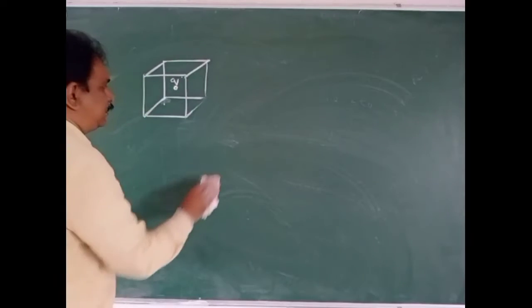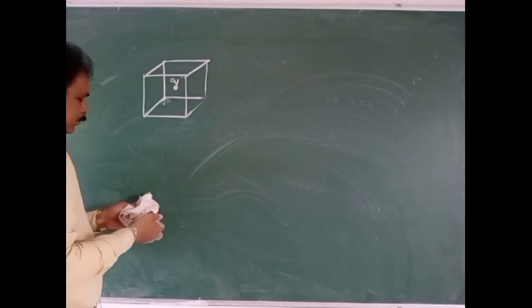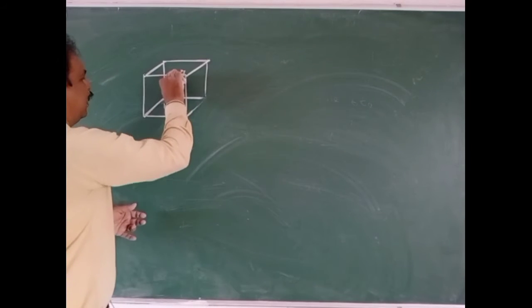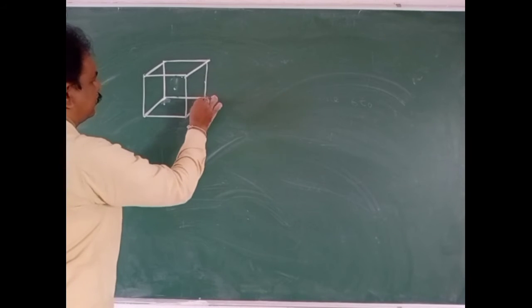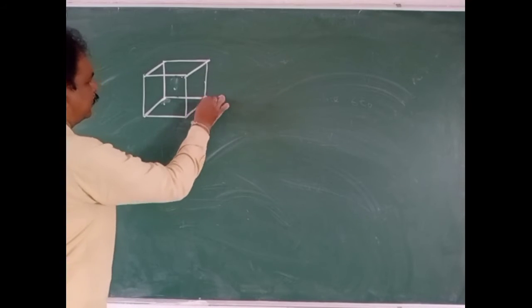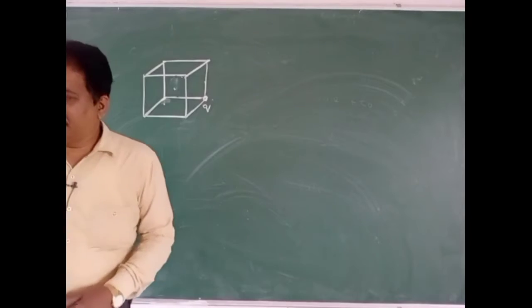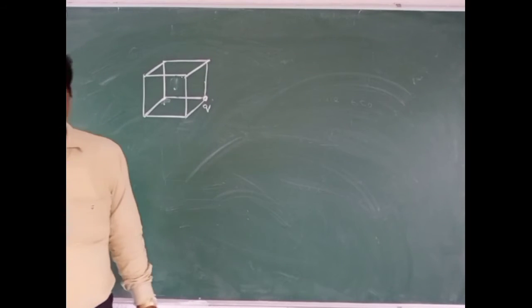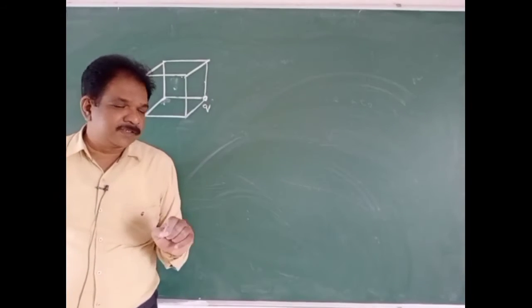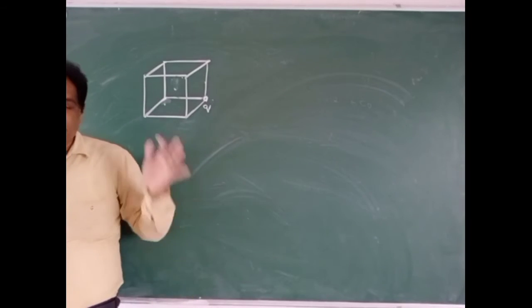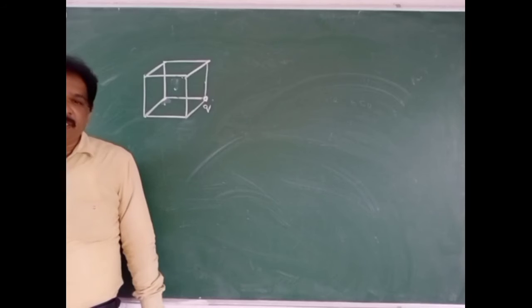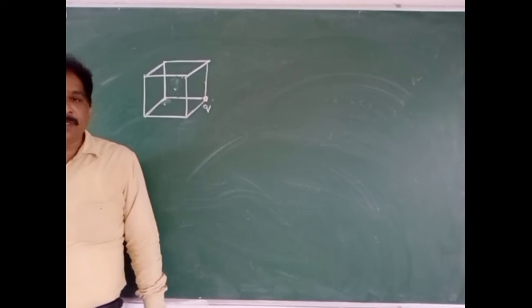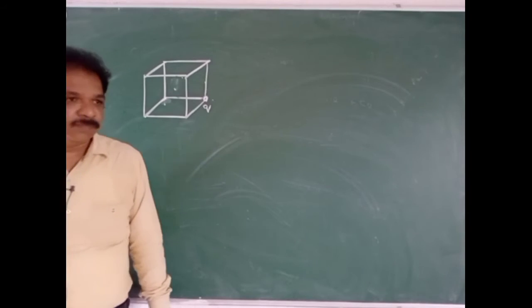A charge is placed at one corner of a cube, anywhere. What is the flux going through this cube? In the same way, what is the flux coming from each face of the cube? Like that, questions will be there.